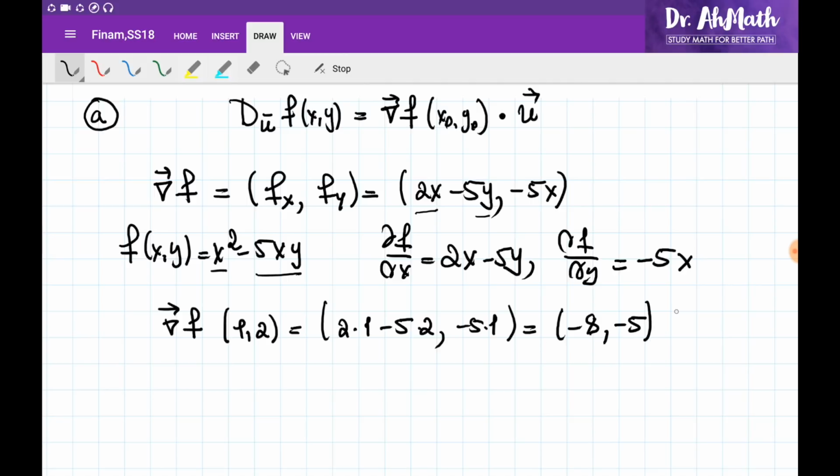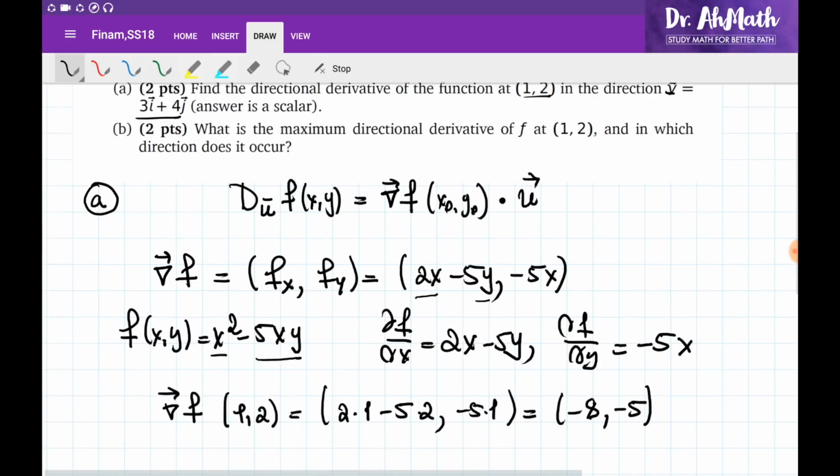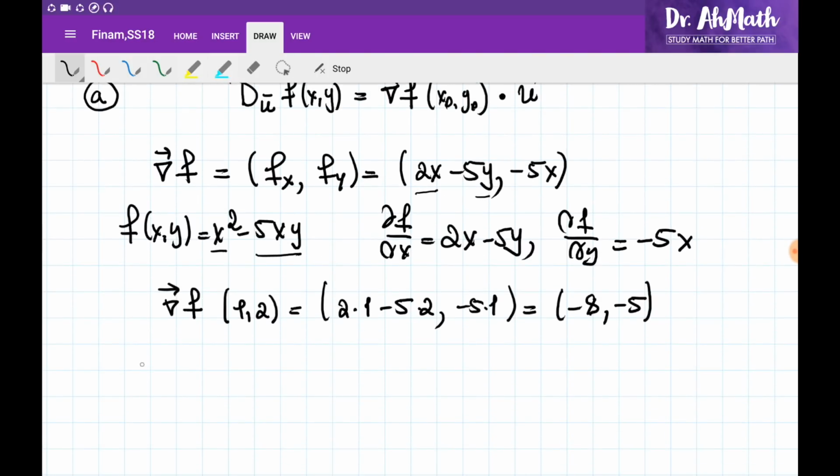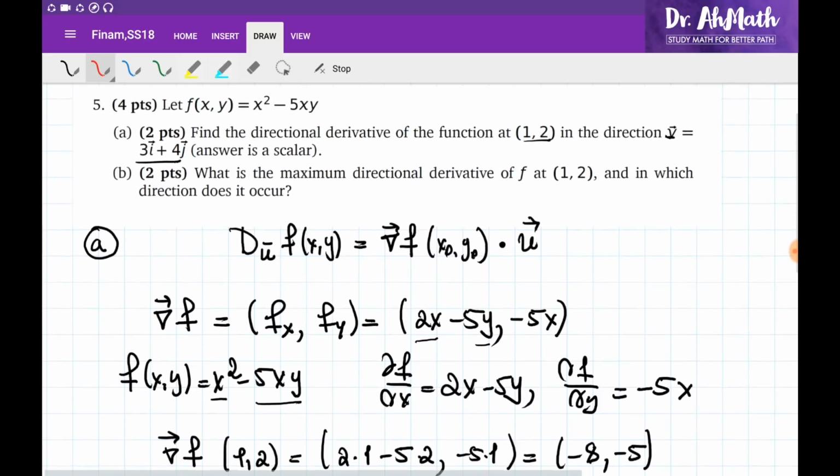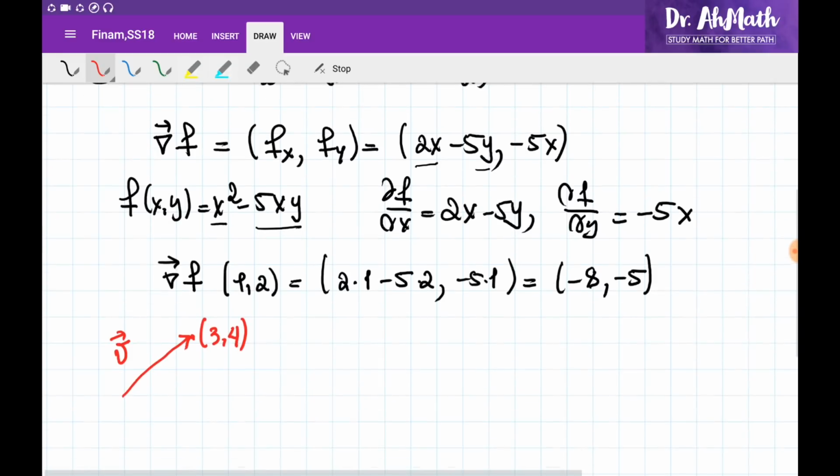So this is the gradient vector at this point, and now let's say the vector v is given as some vector like this, with the end points 3 and 4. Please note that if the vector is given in this form, 3i plus 4j, you can write this v vector as (3, 4) in the form of a two-tuple.